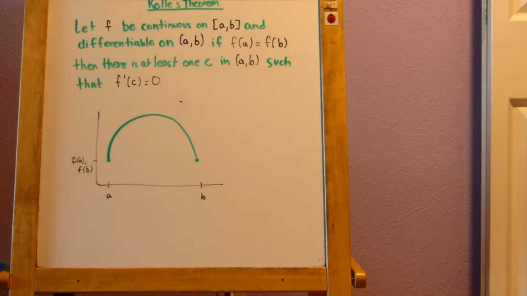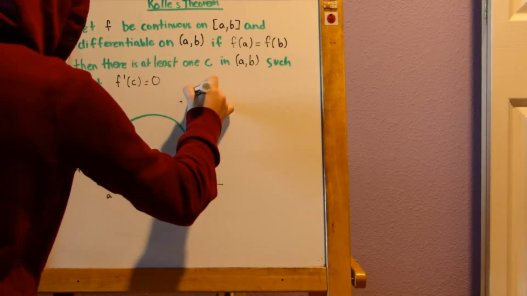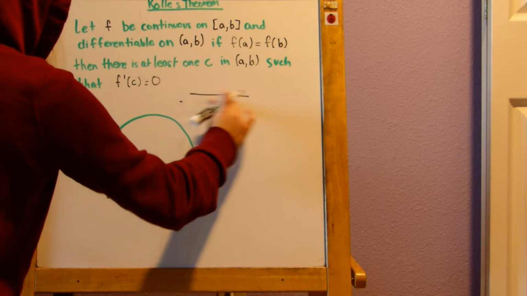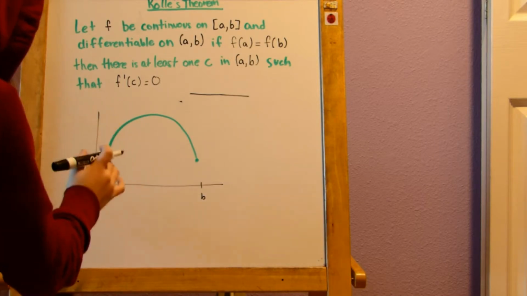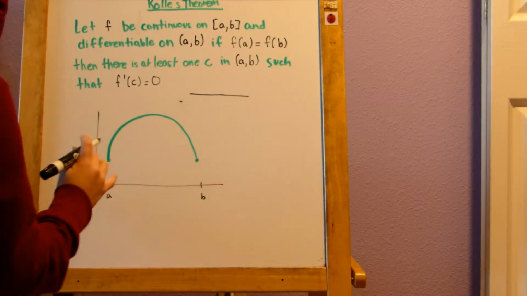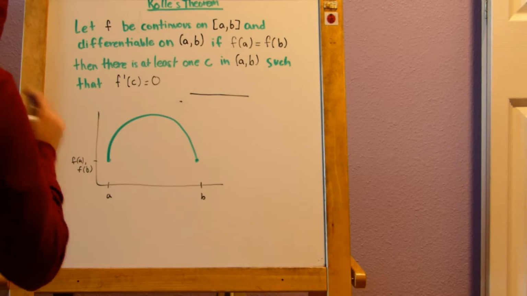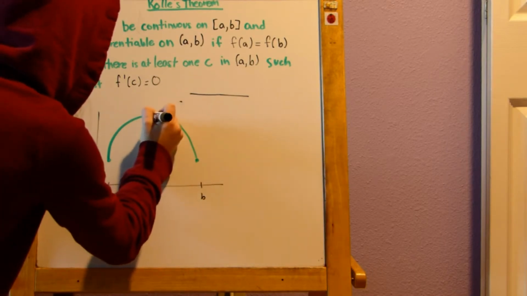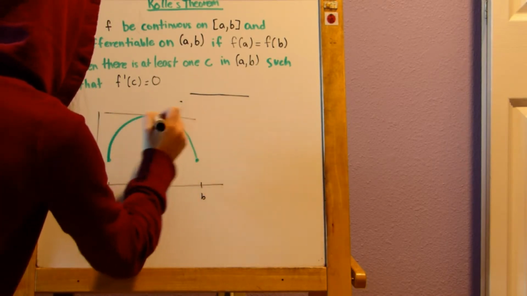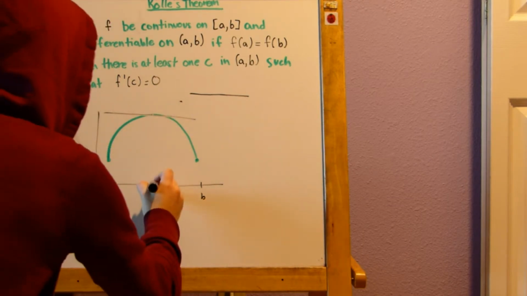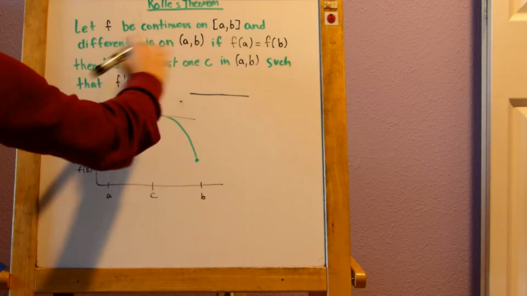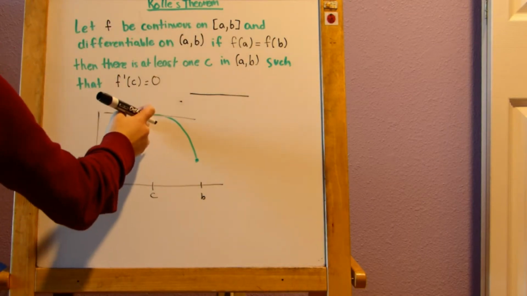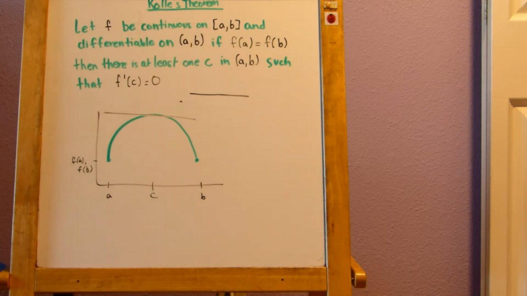So when the derivative is 0, this is going to be the tangent line. You can see here that one place where the derivative at c equals 0 is going to be right here. So this is c. That's what Rolle's theorem is saying. If all of these things apply, there's going to be a place where the derivative equals 0.